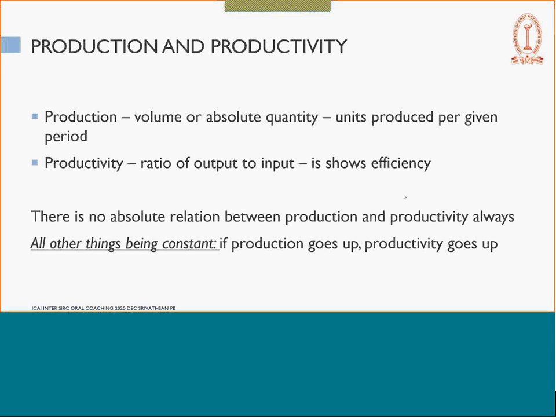If somebody is able to produce 80 and another is able to produce 100, then there is better productivity. Say I produce 80 units in 8 hours, and you produce 80 units in 10 hours. The production is 80 in both cases, but the productivity is different. I'm more productive than you because I did it in 8 hours and you did it in 10 hours, as a measure of input. So this is a number. All other things being constant, if production goes up, productivity also goes up.